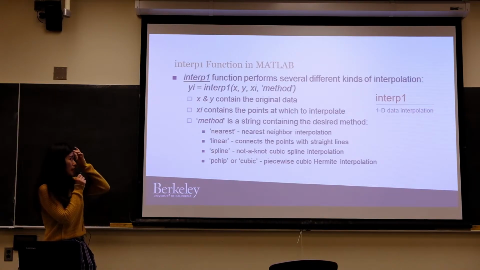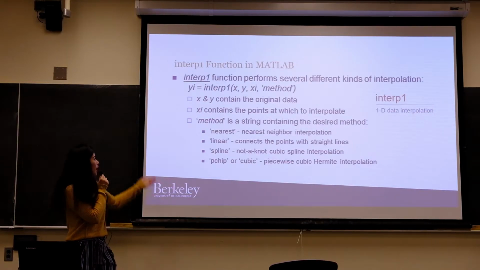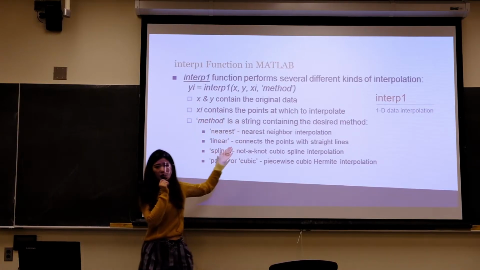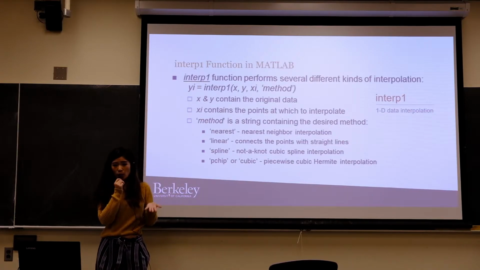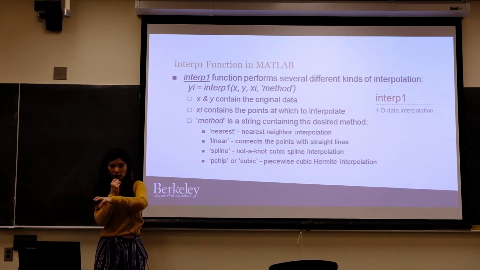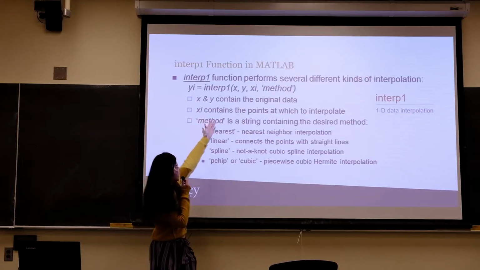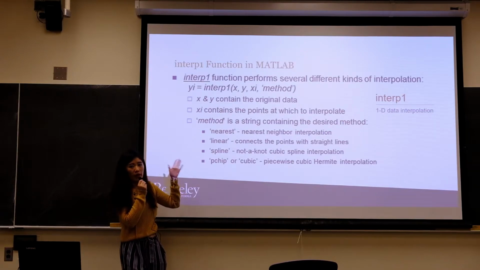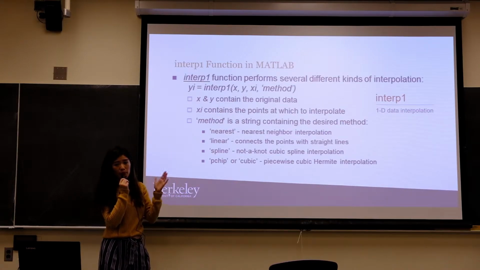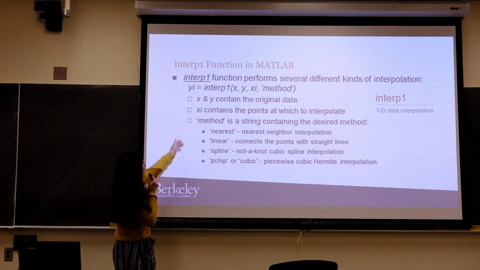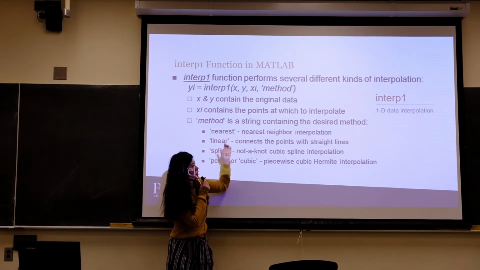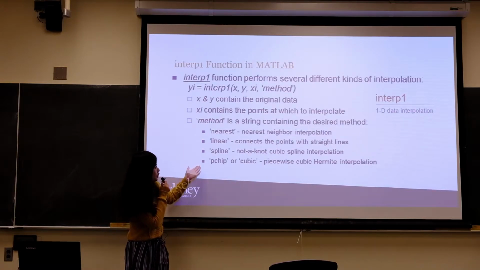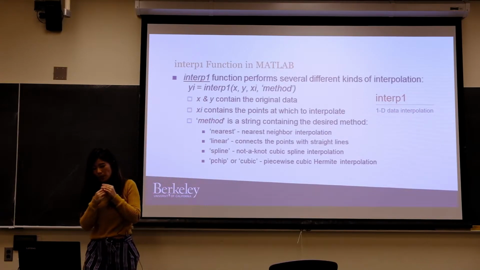So inside the function, we have x and y, and x, y contains the original data, which means we know the x and y coordinates of some known data points. Then xi contains the points at which to interpolate, which means we know the x coordinates, but we don't know the y. We want to predict the y coordinate. The method is a string containing the desired method: nearest, linear, spline, and pchip. So we will explain one by one.